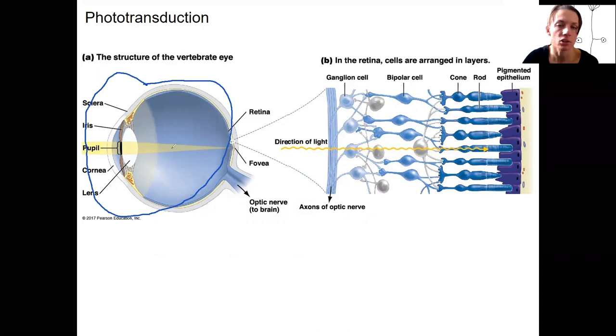from the external environment onto the retina. The fovea is where you're focused. So the retina contains photoreceptors, these cells back here. These are the cells that carry out phototransduction. They are special senses, special sensory cells. So they do not carry action potentials to the central nervous system.